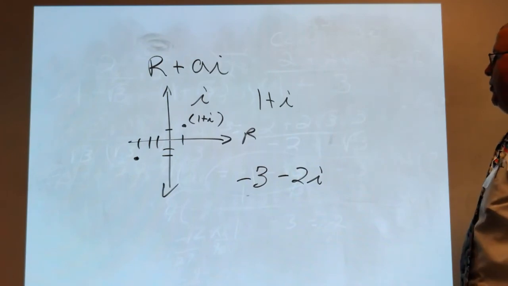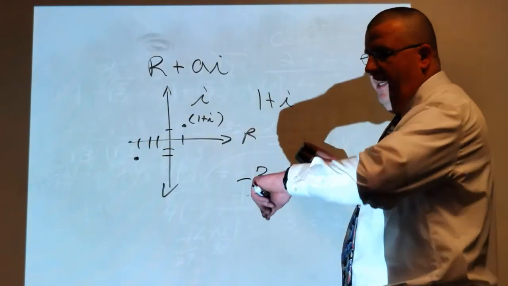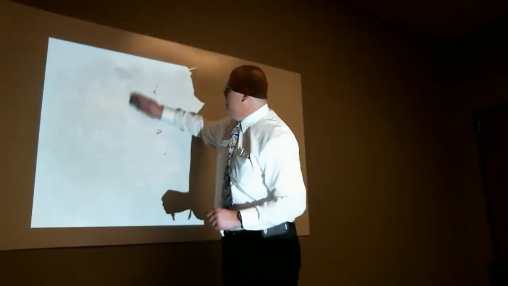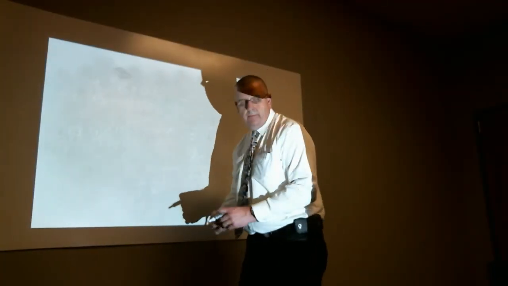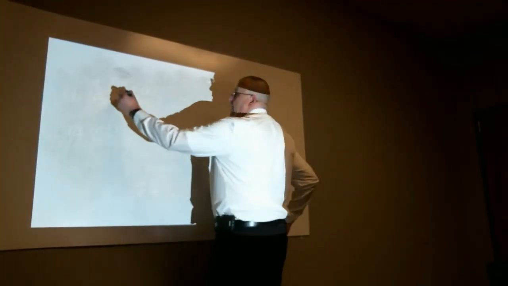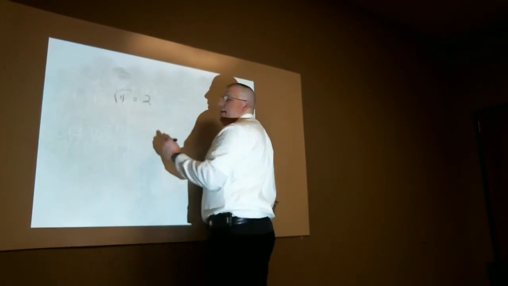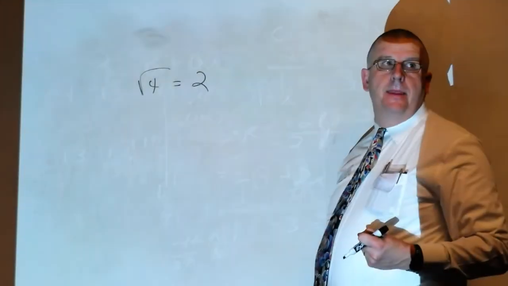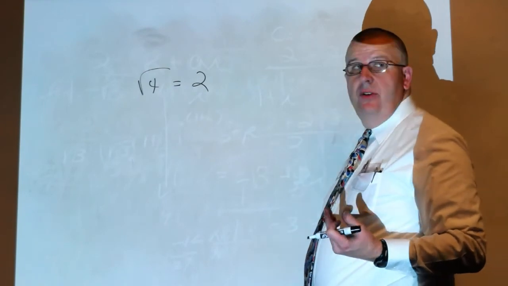Now, I'm getting all over here, but I'm going to run out of time. I've got to do this. Let's talk about what i means. We knew that radical 4 equals 2, right? What times itself equals 4? That's what the radical means. That's 2 times itself equals 4.